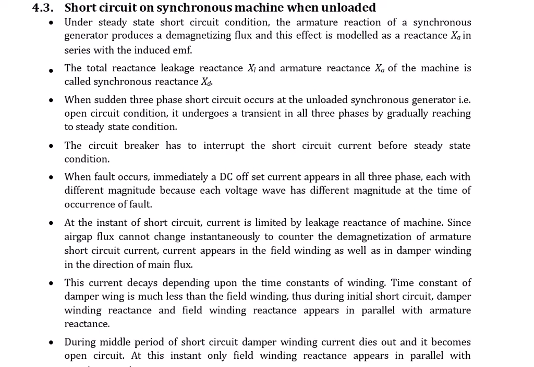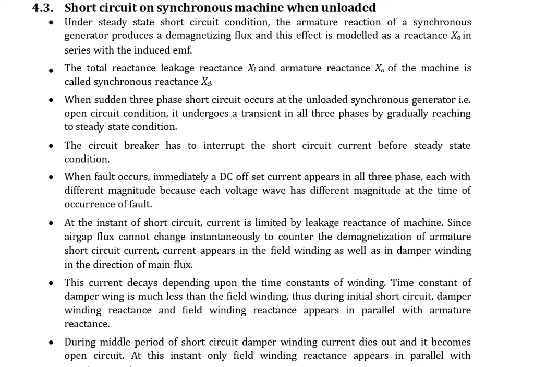Under a steady state short circuit condition, the armature reaction of the synchronous generator produces a demagnetizing flux, and this effect is modeled as a reactance XA in series with the induced EMF. The total of the leakage reactance XL and the armature reactance XA of the machine is called the synchronous reactance XS.